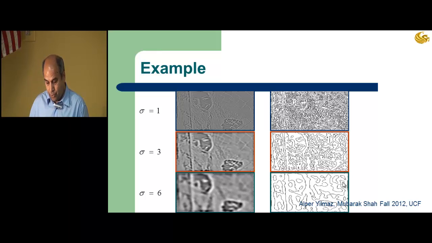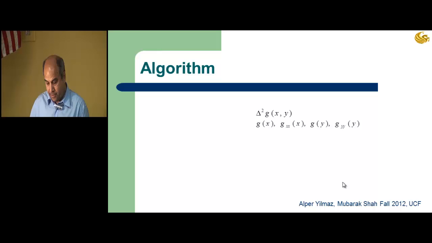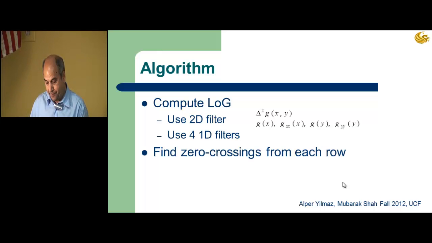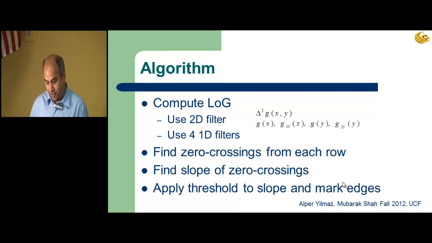So the algorithm now is that we will compute the Laplacian of Gaussian. We'll use a 2D filter, or you will use 4 1D filters, as we just talked about, and find the zero crossing from each row, find the slope of the zero crossing, and apply a threshold to the slope and mark edges. So that's the Laplacian of Gaussian edge detector.